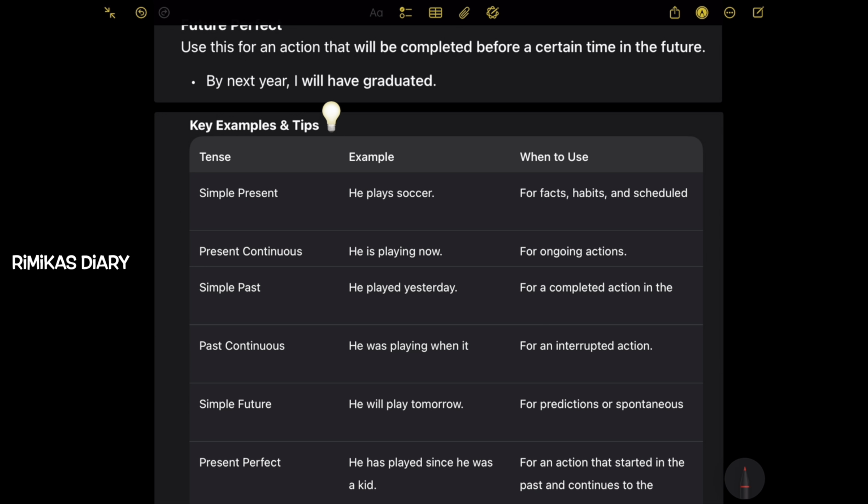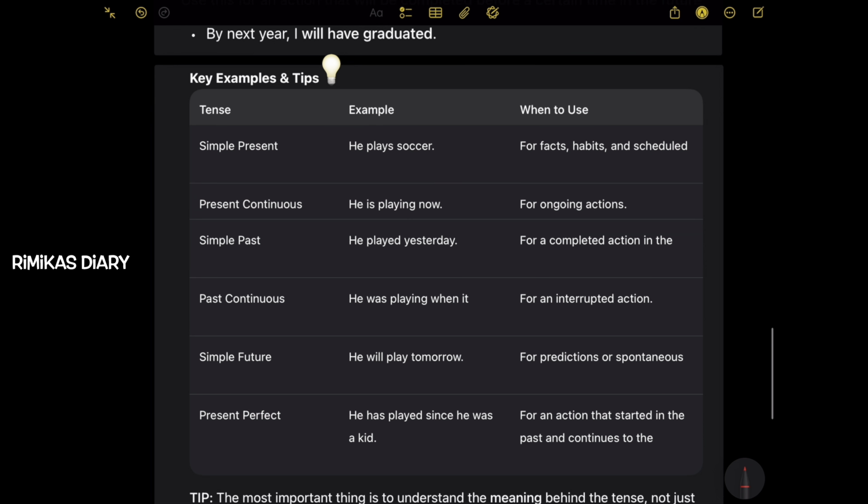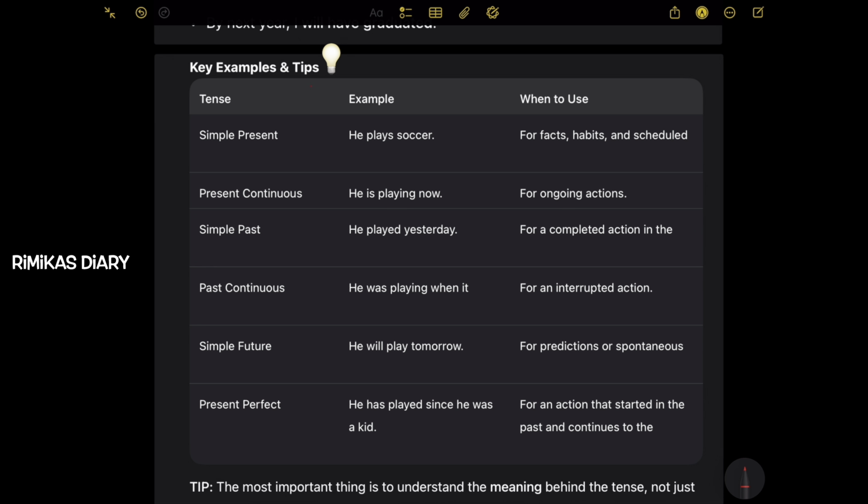Key examples and tips. This is the tense column, the example column, and then when to use. Simple present: he plays soccer. Here, plays is the simple present. It's used for facts, habits, and scheduled events.